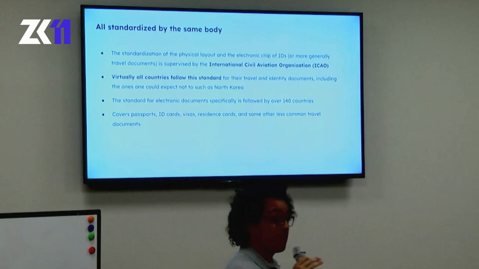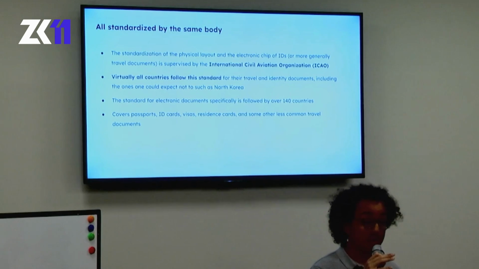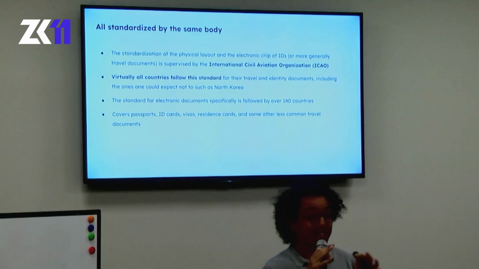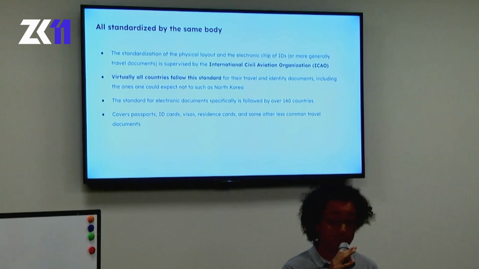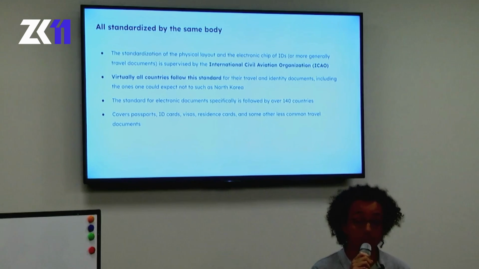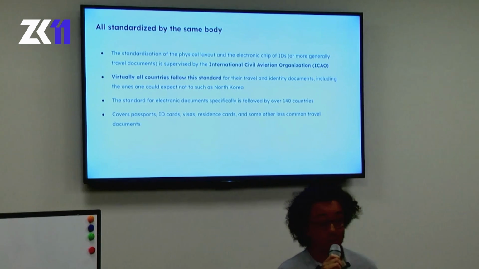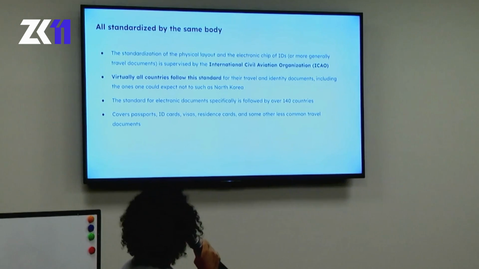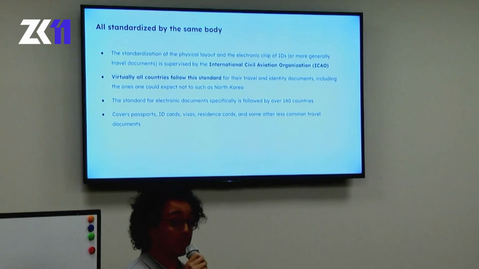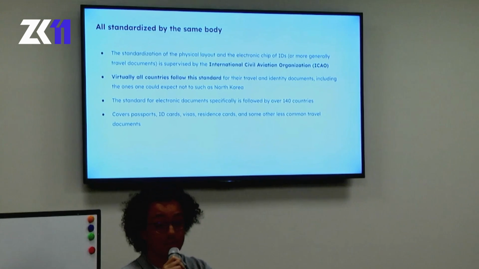And it's standardized by the same body. This body is called the International Civil Aviation Organization, which is an entity of the UN, the United Nations. They do all kinds of standardization that are needed for aviation, for travel, and specifically they set the standards for travel documents or identity documents. That would include passports, ID cards, also visas, residence cards, and others, like less common travel documents. This is supported by virtually all countries, and specifically for the electronic ID, it's over 140. This standard covers both the physical layout and the electronic chip itself.